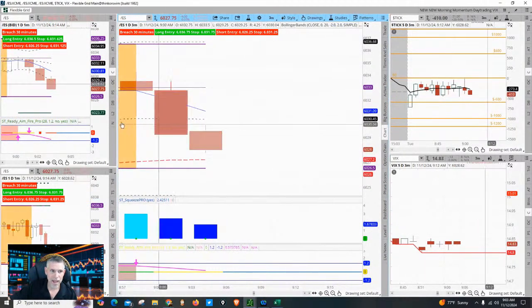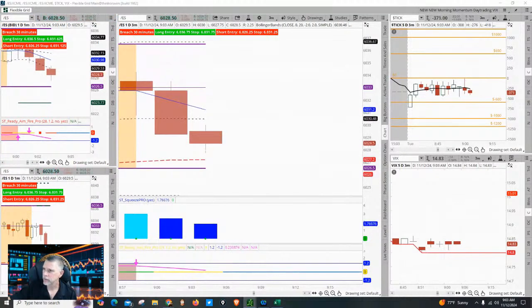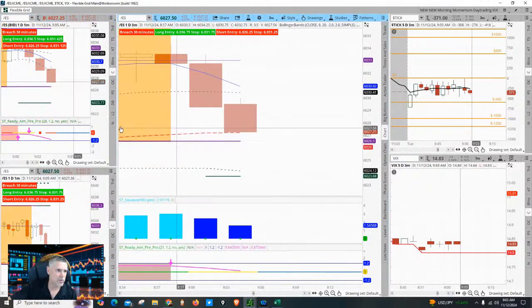All right, so I think now what I'm going to be focusing on is an advanced entry short. An advanced entry short. Watch the VWAP, Jeff. Yeah, I am. VWAP's inside my 30-minute range. So I'll be looking for an advanced entry to the downside.